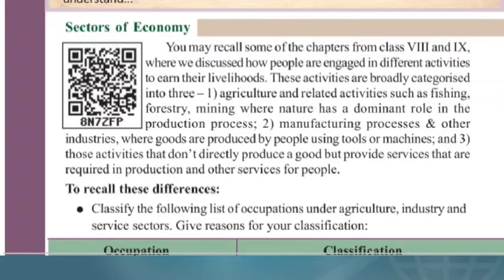Primary sector is also known as the agriculture sector. Secondary sector is known as the industrial sector, and the third one, tertiary sector, is known as the service sector. Understand? So these are all activities called sectors of the economy. Here sectors means three sectors. Understand?